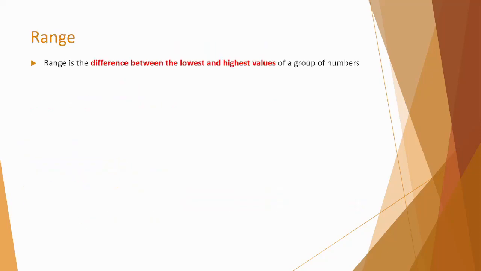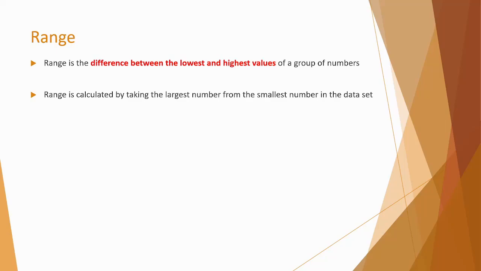The first one is the range, and the range is the difference between the lowest and highest values of a group of numbers. So when we're working out the range, what we do is we find the largest number of that set, we find the smallest one of that set, and we just subtract the two.